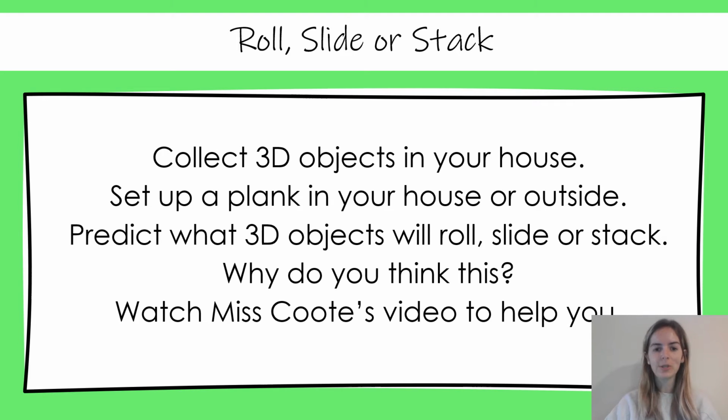Now, what we're going to do now is collect 3D objects in our homes. And what you can do is set up a plank in your house or outside. You will need to predict what 3D objects will roll, slide, or stack. And why do you think this? Is it because it's round? Will it slide because it's got a flat surface? Or will it stack because it's also flat and we know that they can go on top of each other?